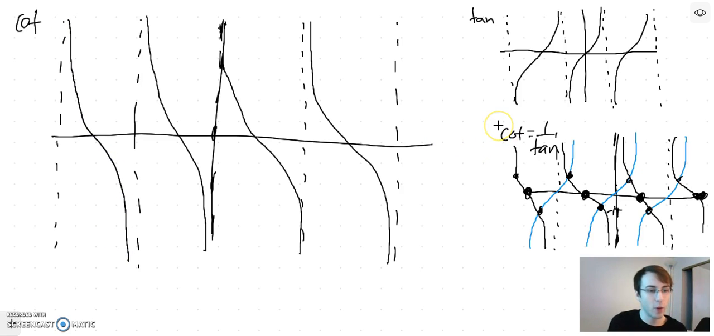Yeah, so you can get the graphs of the other trig functions, the cosecant, the secant, and the cotangent just by thinking about the graphs of sine, cosine, and tangent. And that'll tell you where everything goes in the other graphs if you just draw it out like this.